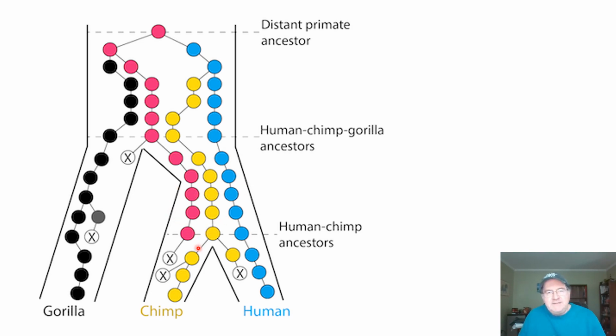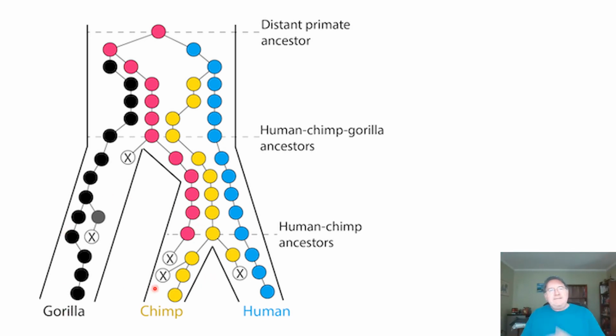In the chimpanzee, only the yellow made it to the modern populations. And in the human, although we started out with both yellow and blue, we eventually lost the yellow allele, ended up with only the blue allele. The pink allele got lost very early on here.